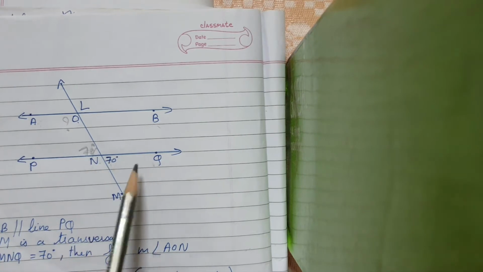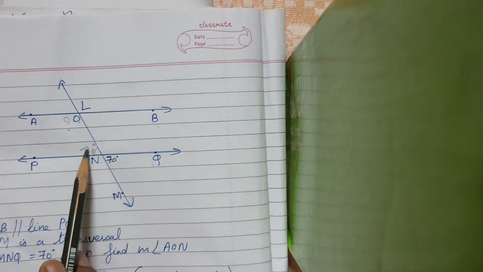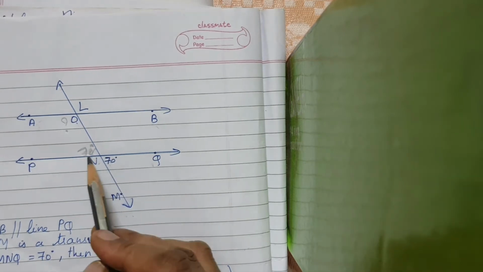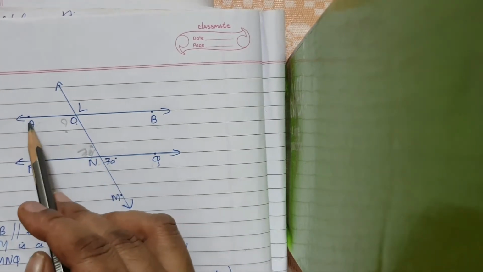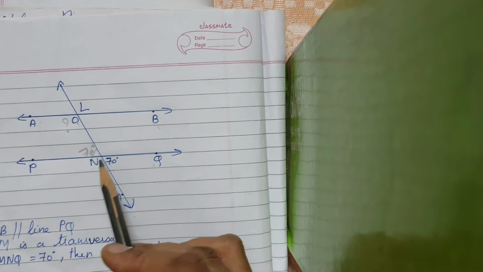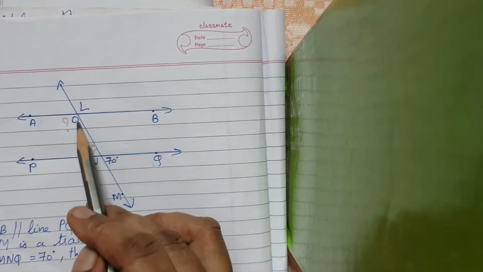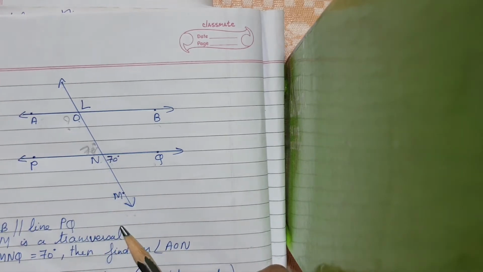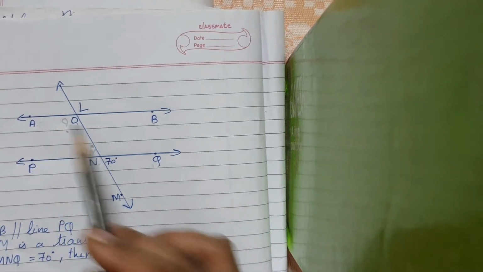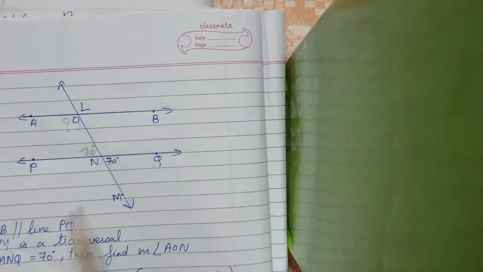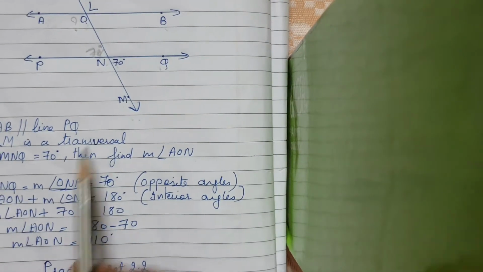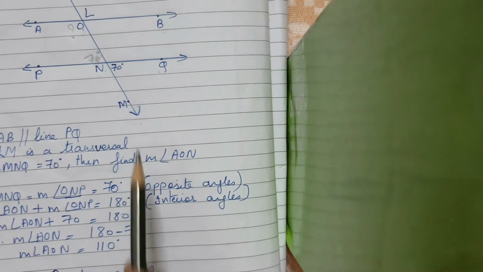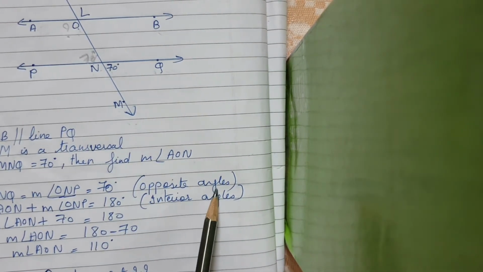Okay, can you see this? This is opposite to this. So if this is 70, this will be 70. Now this is 70 and they told us to find AON. Now AON and ONP are inside, so what are they called? Interior angles. This and this are opposite. So measure of angle MNQ is equal to measure of angle ONP, which is equal to 70 degrees, because they are opposite angles.